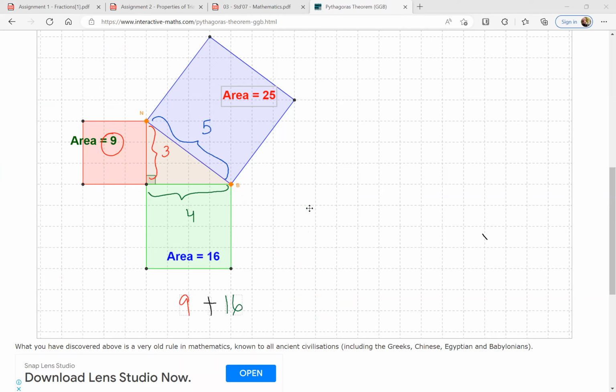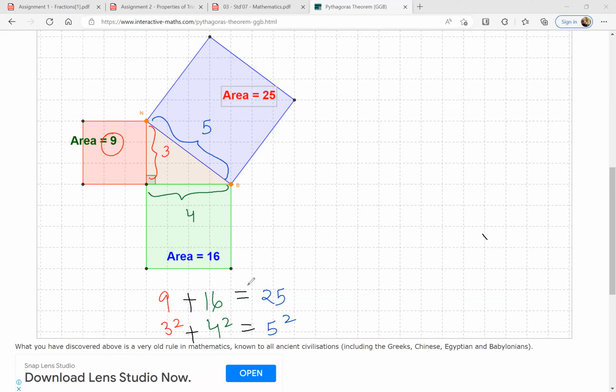So 9 plus 16 gives you 25. And what is 9? It is the square of 3. Very good. And what is 16? 4 squared. Very good. And what is 25? 5 squared.